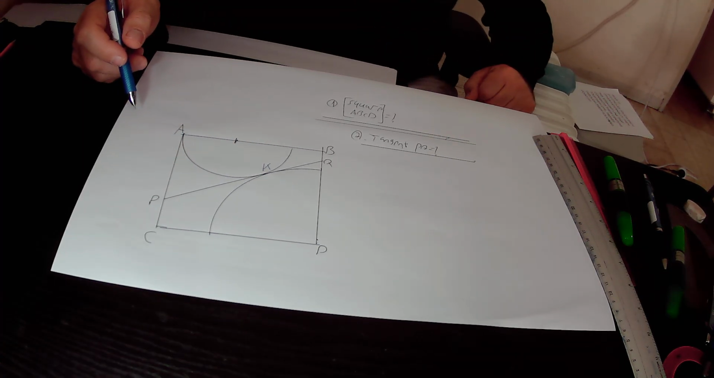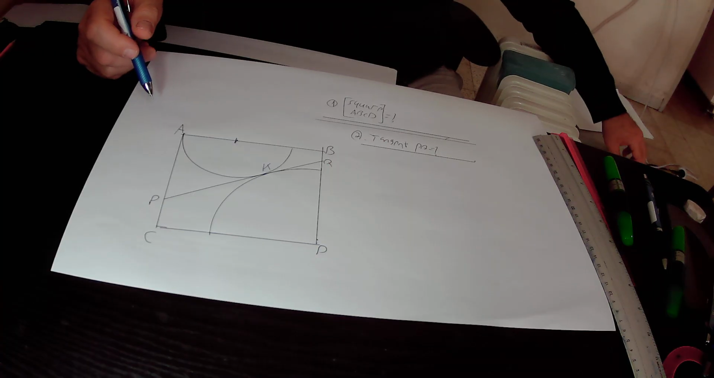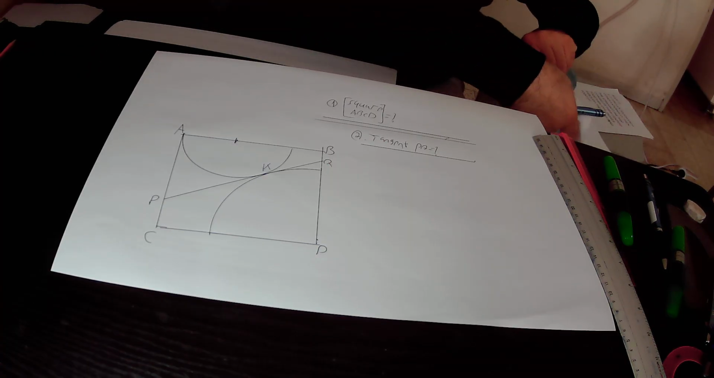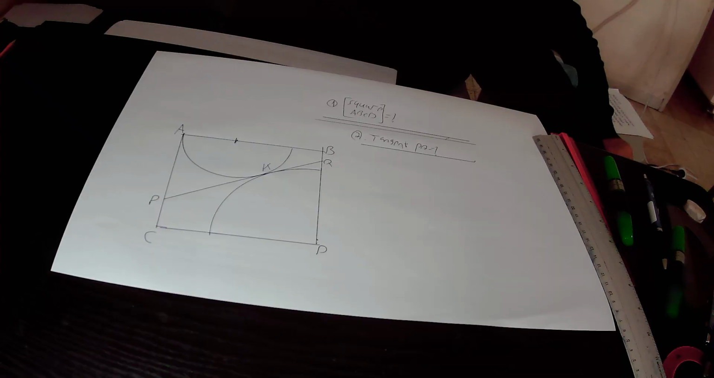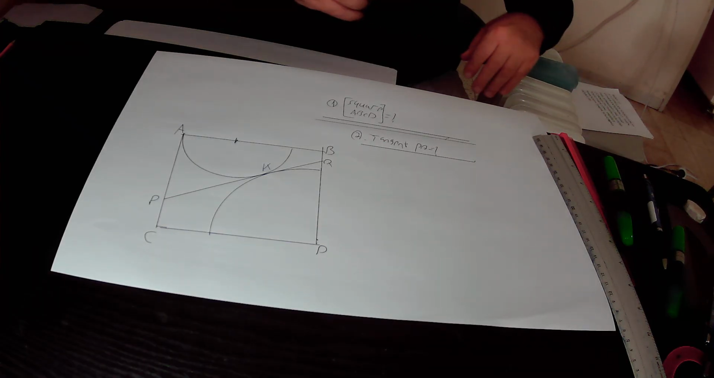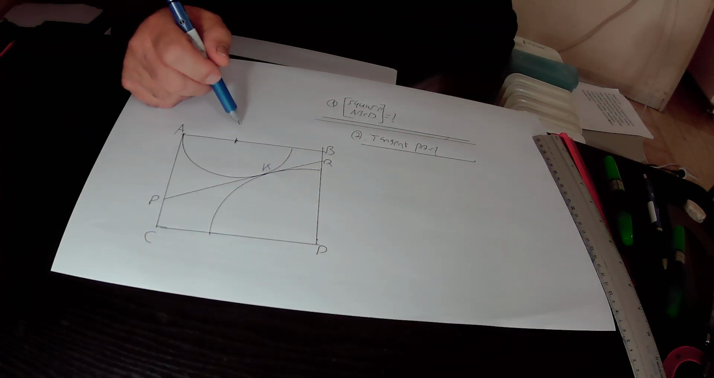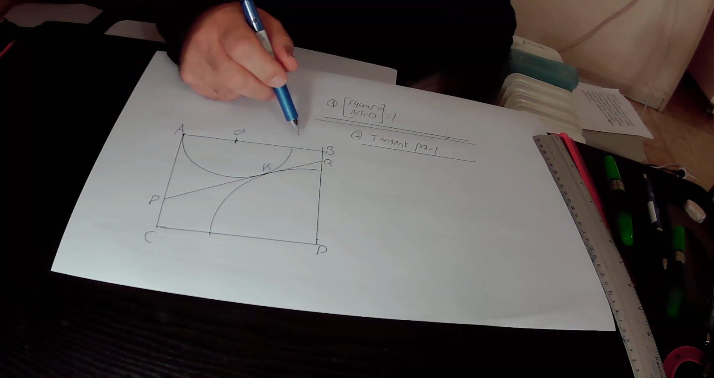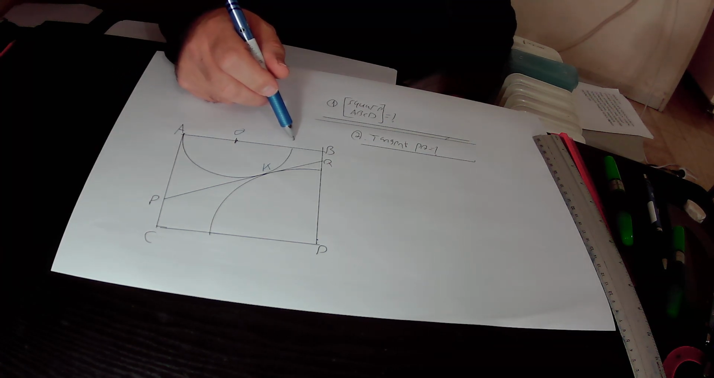So first of all, we define the relevant points to this question with letters. We define the center of this semicircle, this point, as point O. We define this point as point E.